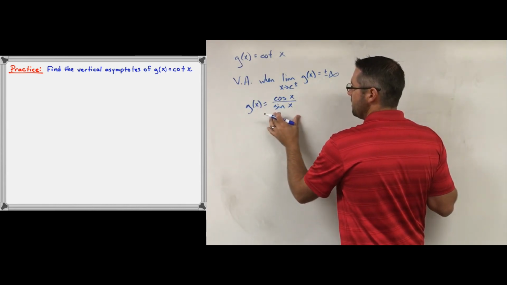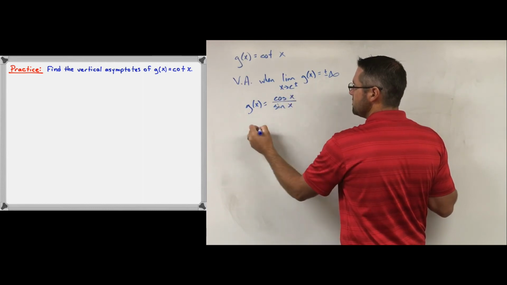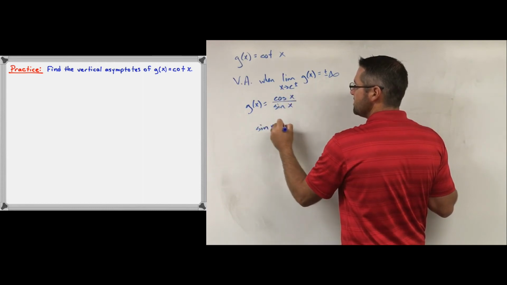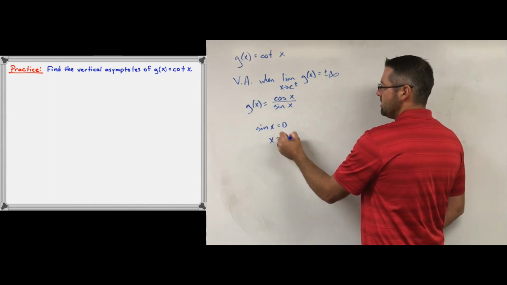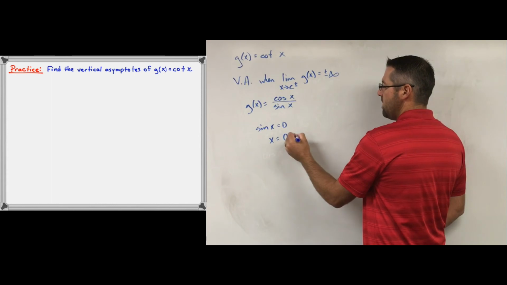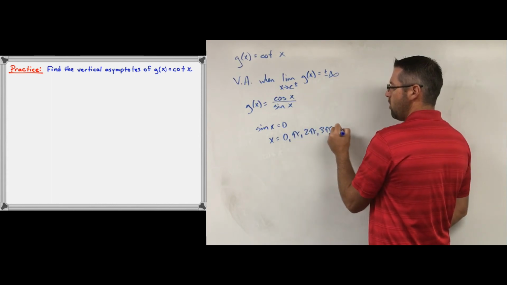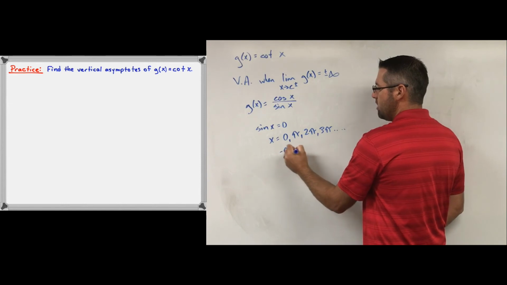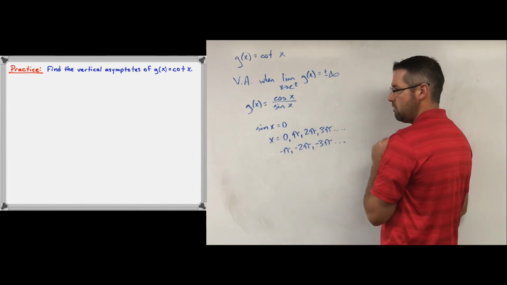So when do I get the limit as x approaches a constant give you infinity? When the denominator is 0. So I'll set sine of x equal to 0. And we know that sine of x is equal to 0 when x equals 0, when x equals pi, 2 pi, 3 pi, and so on. Also negative pi, negative 2 pi, negative 3 pi, and so on, right?